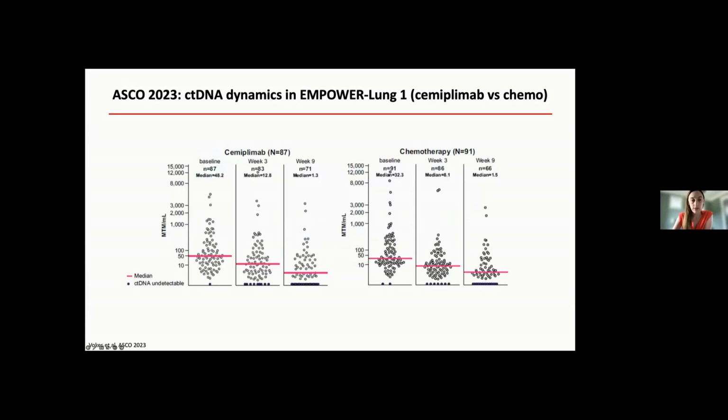And here you can see the cohorts and the ctDNA levels in both treatment arms. There are 87 cemiplimab-treated patients and 91 chemo. You can see that at baseline, essentially all patients in both arms had detectable ctDNA, which is a testament to the increased sensitivity of this kind of tumor-informed assay.